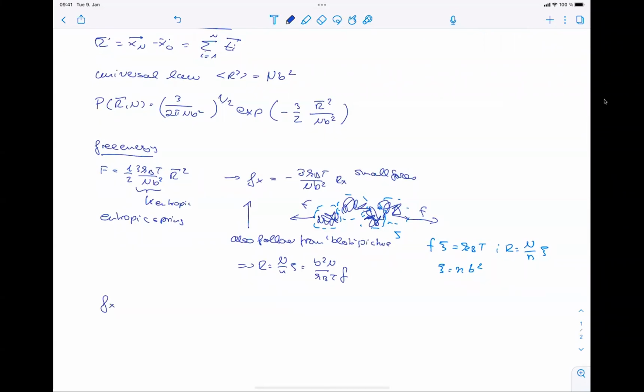We also went for the exact calculation to find that for large forces, we get the following relationship, that as we stretch the polymer to the length of the entire polymer N times b, then this force diverges. So eventually I'm acting against the stiff bonds.